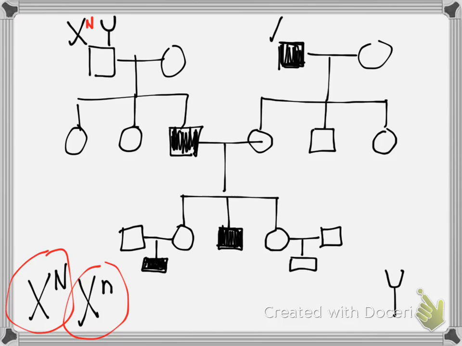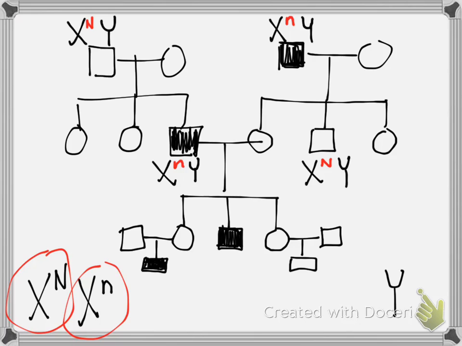So, this guy is XY. Can we tell which X he got? He's X little n. So I'm going to go through and identify the genotype of every male in this pedigree first. Here we have somebody who is XY. Which X did he get? Little n, because he's affected. Here's another guy, another XY. Which X did he get? Big or little? Big, because he's not affected.